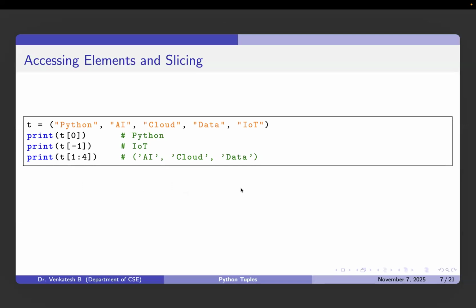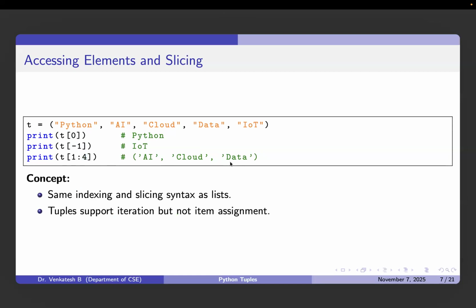Accessing the elements in the tuple works the same way as accessing list elements: we can access tuple elements by using the index value. The indexing starts from 0, and similarly -1 will indicate the last element in the tuple. And this one is slicing. Here also it is going to exclude 4. So the first index element is AI, second index element is cloud, third index element is data, and the fourth is not going to be considered. So IoT is not going to be returned.